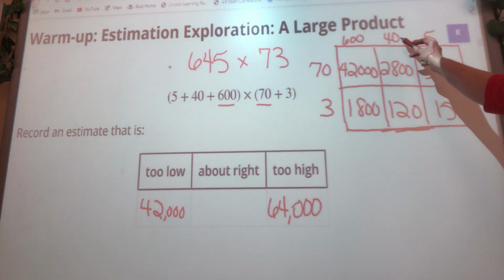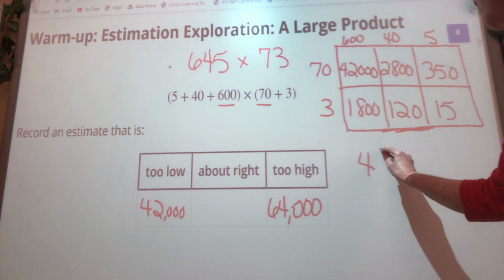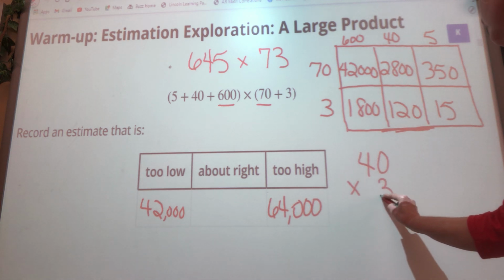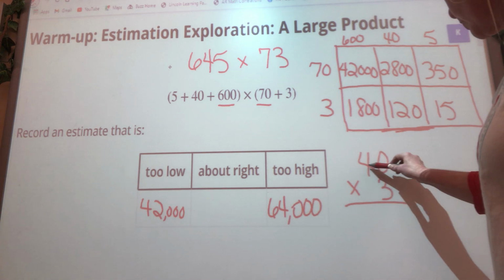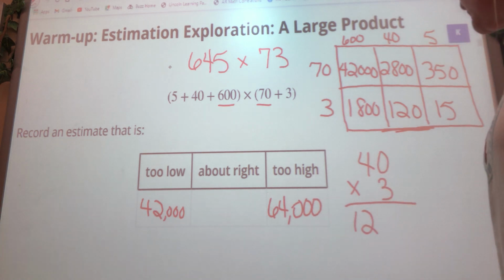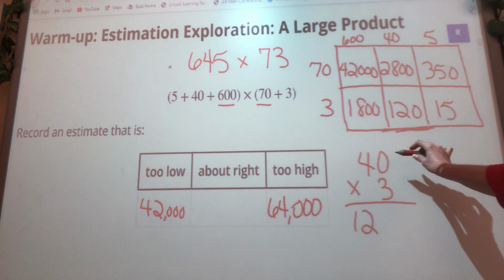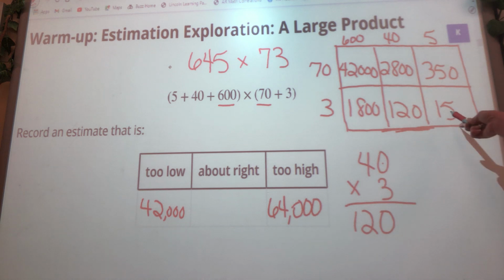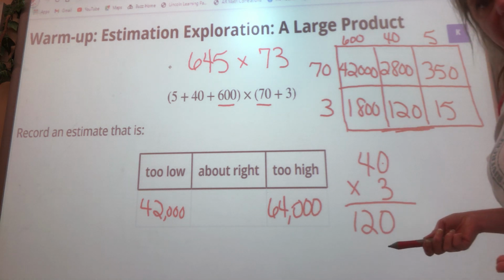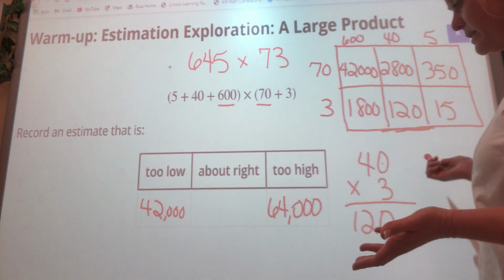Our next box would have been 40 times 3. So if we multiply the whole number parts that we see, 3 times 4 is 12. And how many multiple of 10 place values do we have remaining that we haven't used? We have 1, so that's where we get our 120. And then the last one, we just know that from our math facts. We know that 5 times 3 is 15.